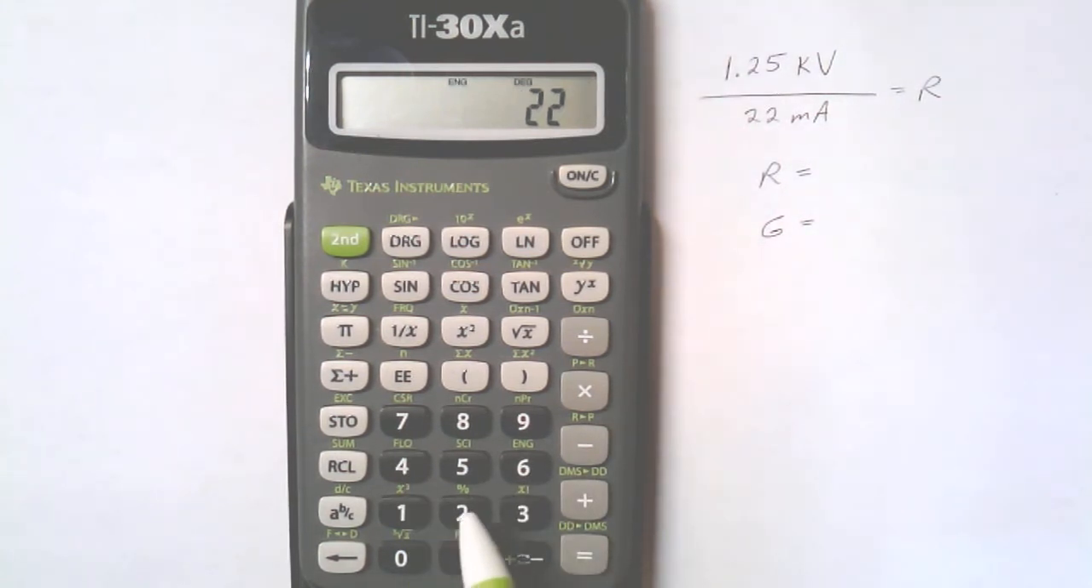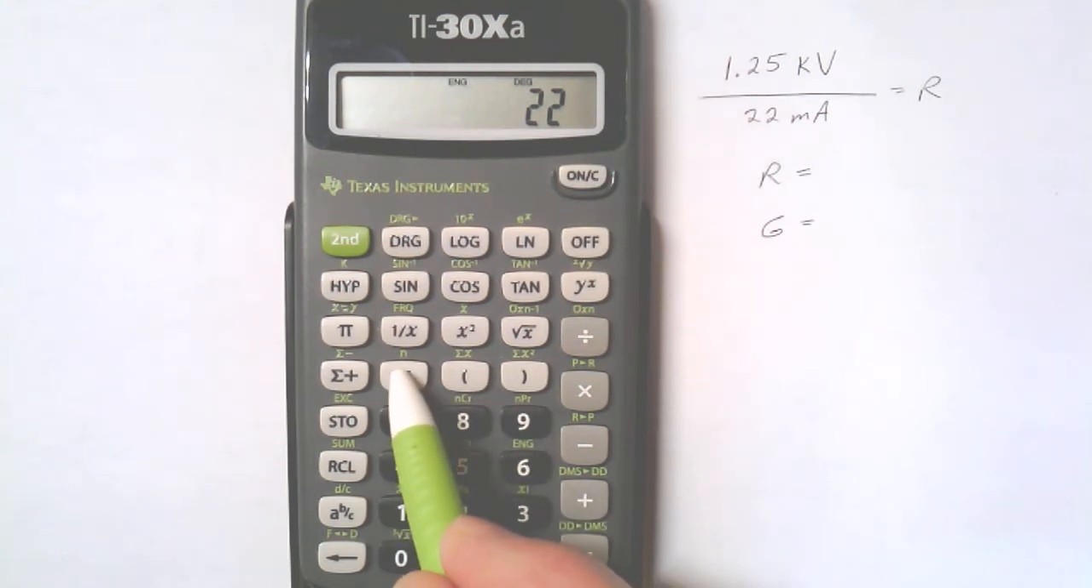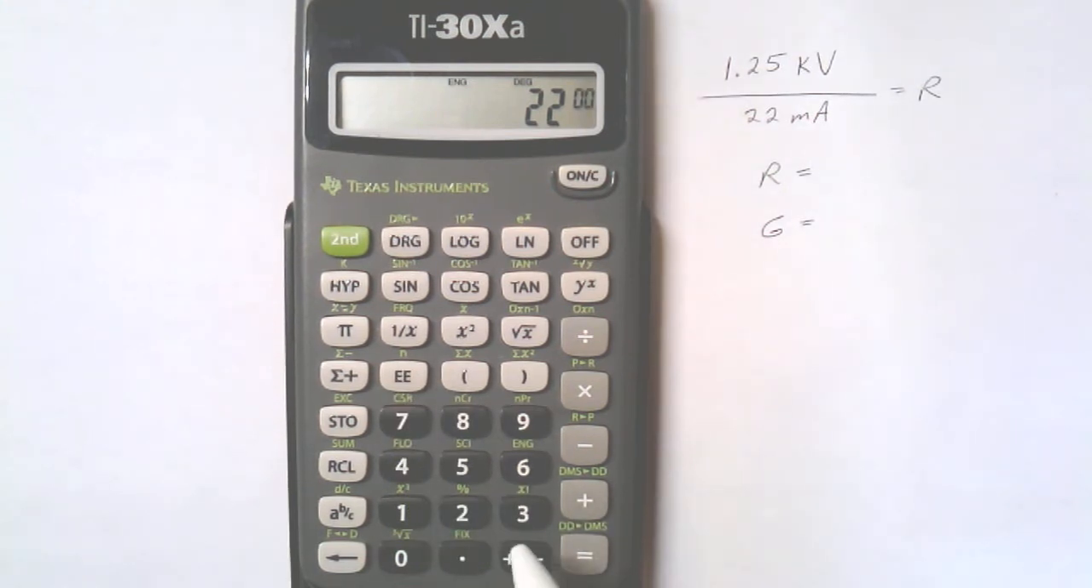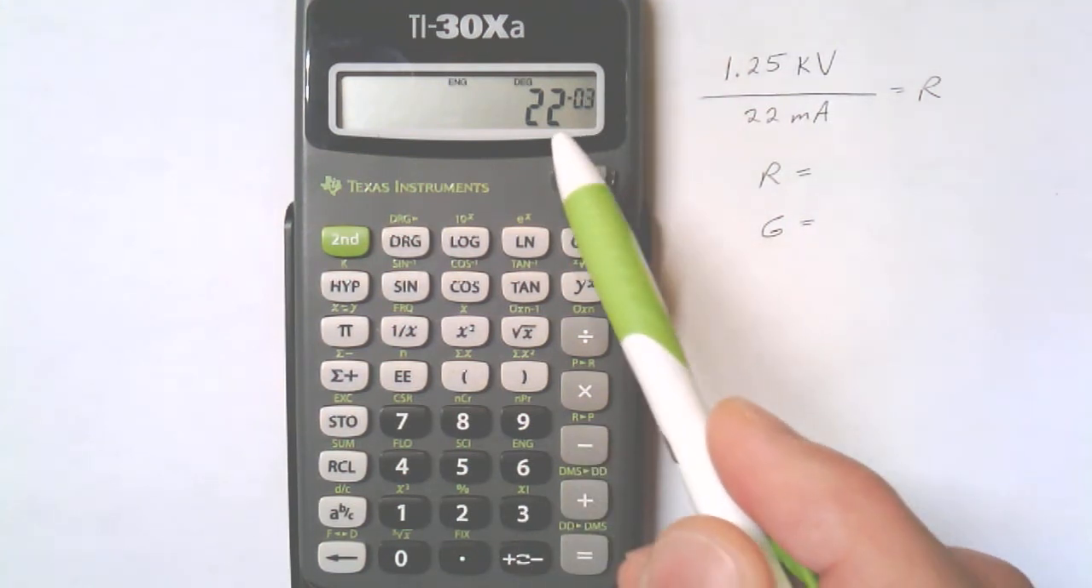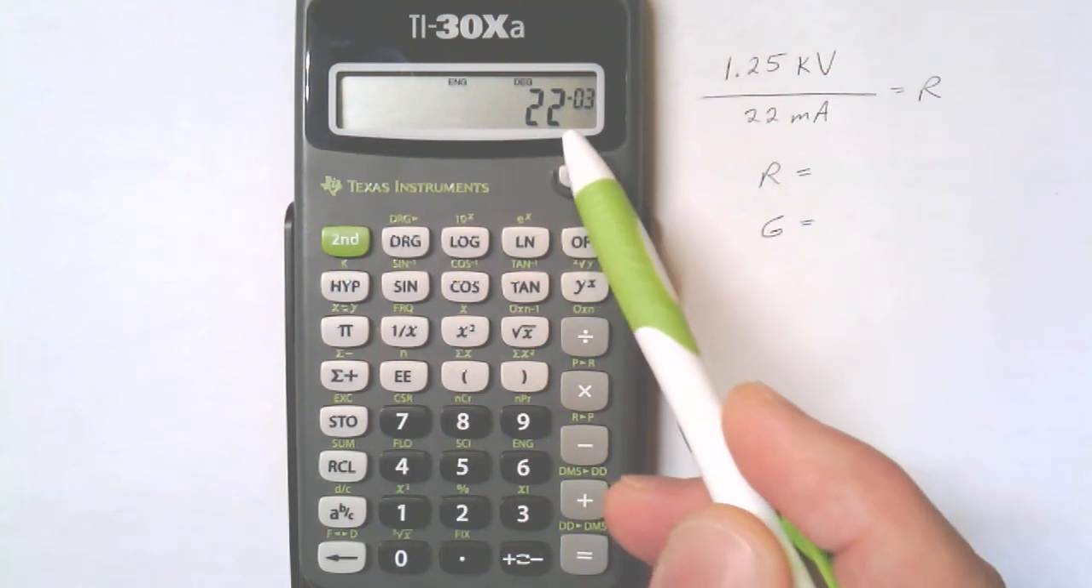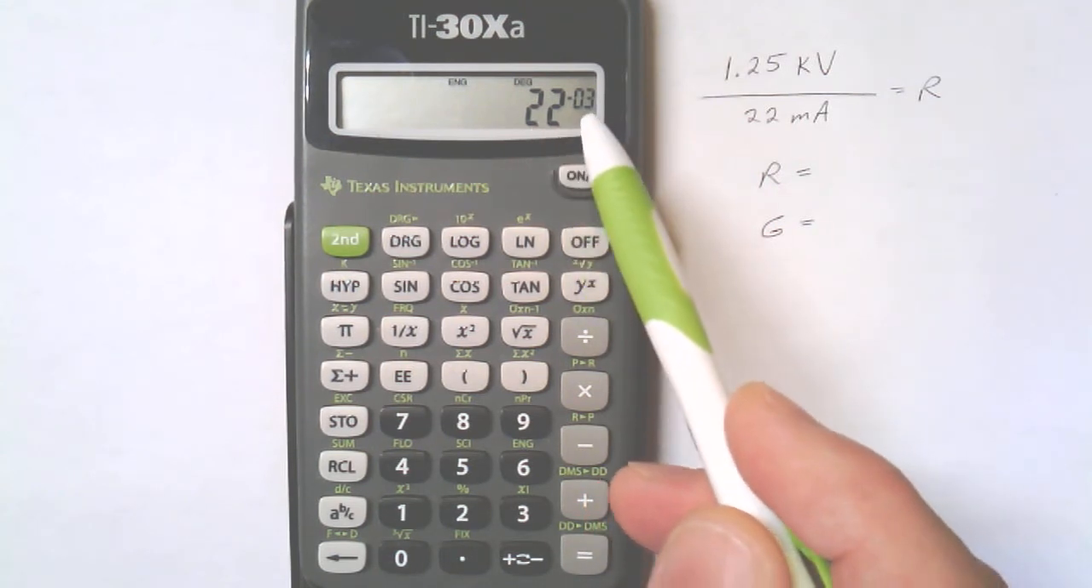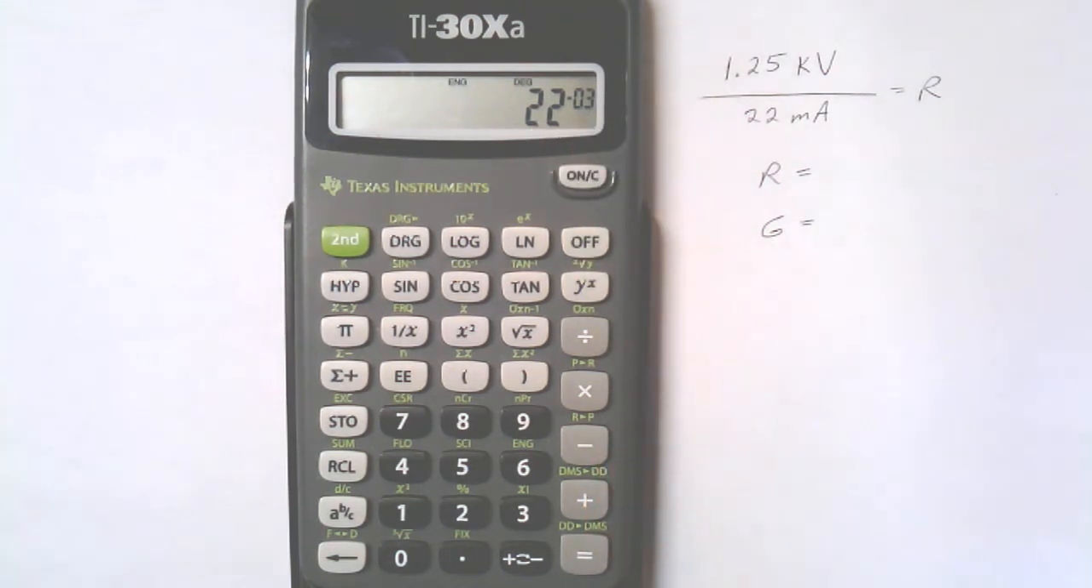Again, 22, and then to get the milli in there, I have to use my double E key, and it's negative 3. So I can hit my little negative symbol on this calculator. It's right here, and 3. And just check your display, but that's milli. That's 22 milliamps because it's 22 times 10 to the negative third.